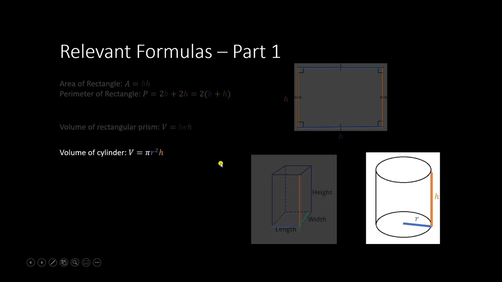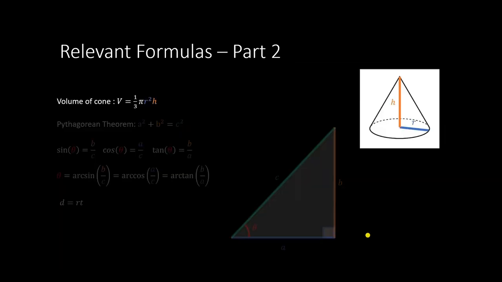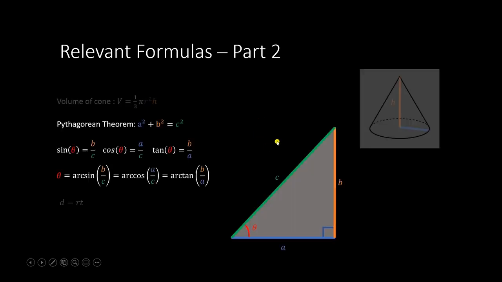Next, we have a cylinder. To find the volume of a cylinder, you use the formula pi times the radius squared times the height. Notice this is just the formula for the area of a circle, but you just multiply by the height at the end. If you have a cone, to find the volume, we use the formula 1/3 pi r squared times height. Notice this is the same as the formula for the sphere, but just 1/3 of it.